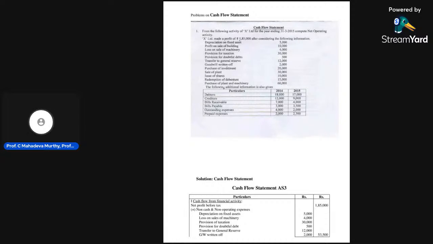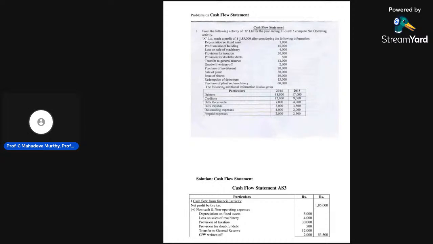We create a provision for doubtful debts in the case of credit sales. If an organization goes for credit sales, debtors are common, 90 to 95 percent. Therefore, debtors, provision for doubtful debts and reserve for doubtful debts are quite common in business organizations. That provision for doubtful debts is 500. Then transfer to general reserve. Why do we create general reserve?